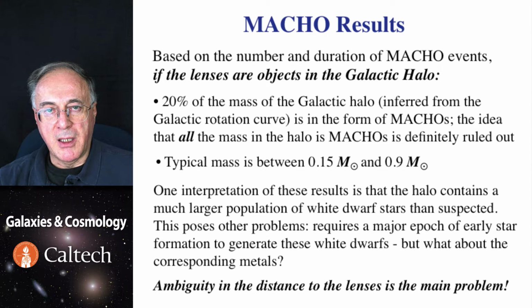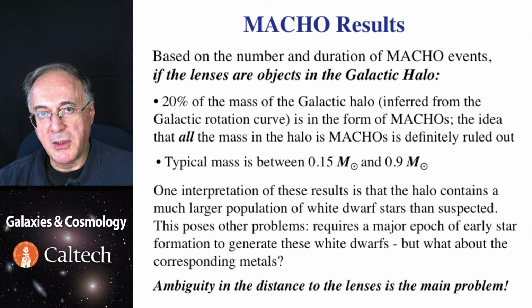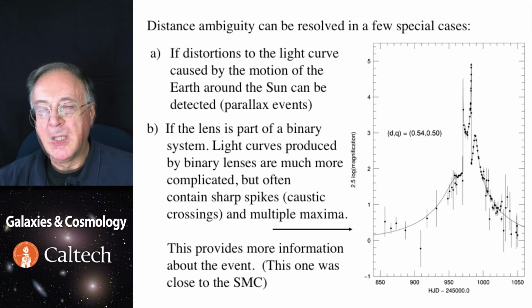And so most likely, the solution of this is that the lenses were actually not in a galactic halo. They were either in the disk of our galaxy or in the Magellanic Clouds themselves. But even if they were in a galactic halo, the sheer frequency of them eliminated the possibility that all of the dark matter is in the form of MACHOs, regardless of what the MACHOs are, brown dwarfs or black holes or anything else. This was still a very powerful result.